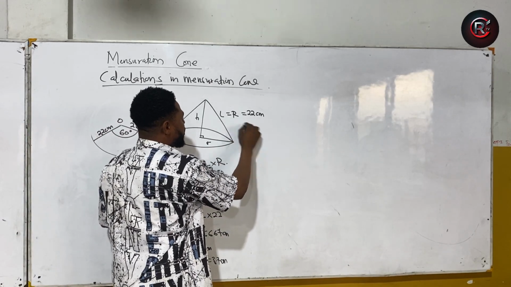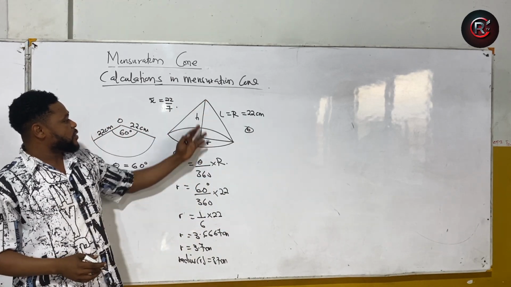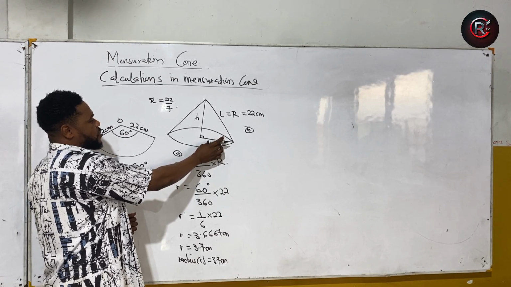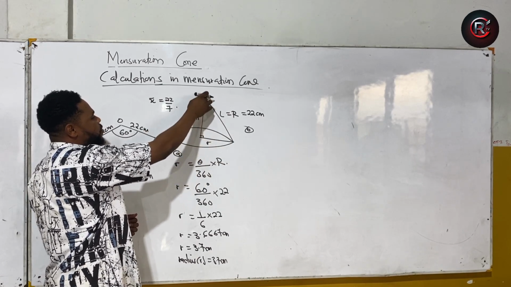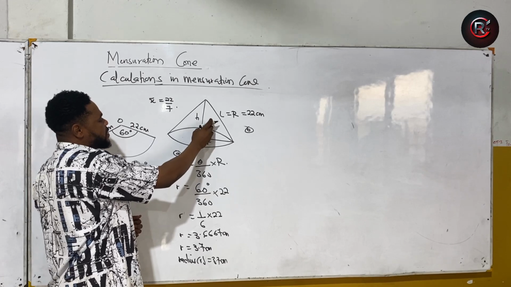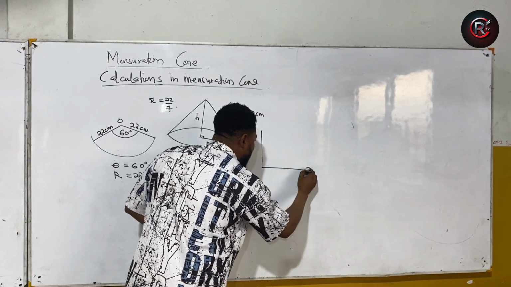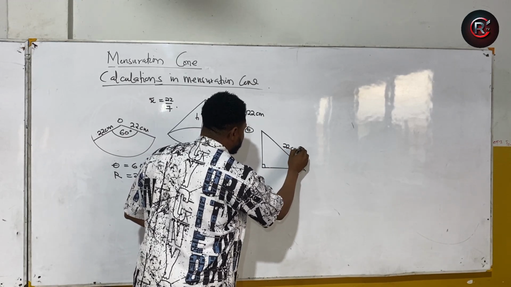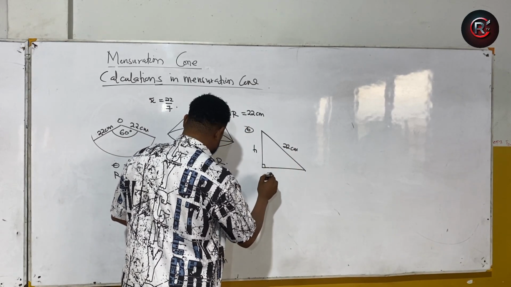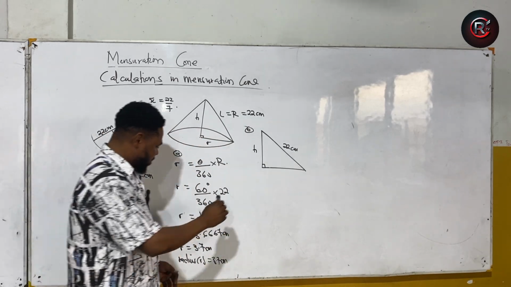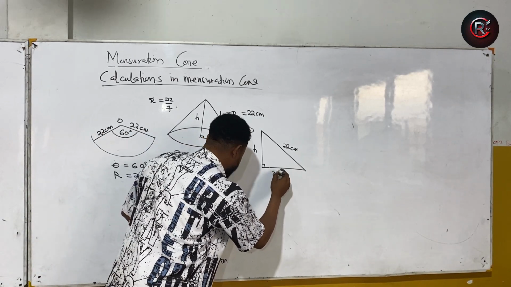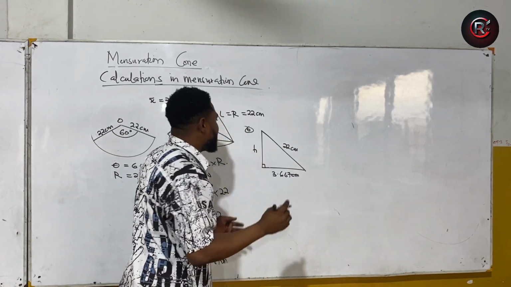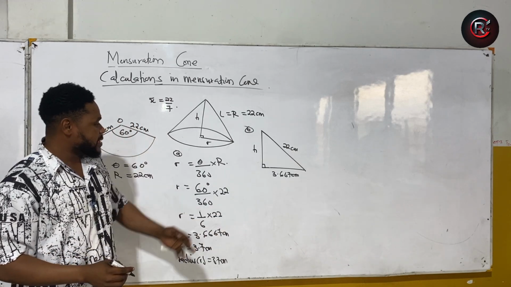Let's go to B. We have been asked to find the height of the cone. Now that we know the base radius of the cone and the slant height of the cone, we can find the height of the cone. So let us take our right angle triangle. We have 22 centimeters, our h, and the base radius we calculated, 3.667, to 3 decimal places. We can use 4 decimal places.